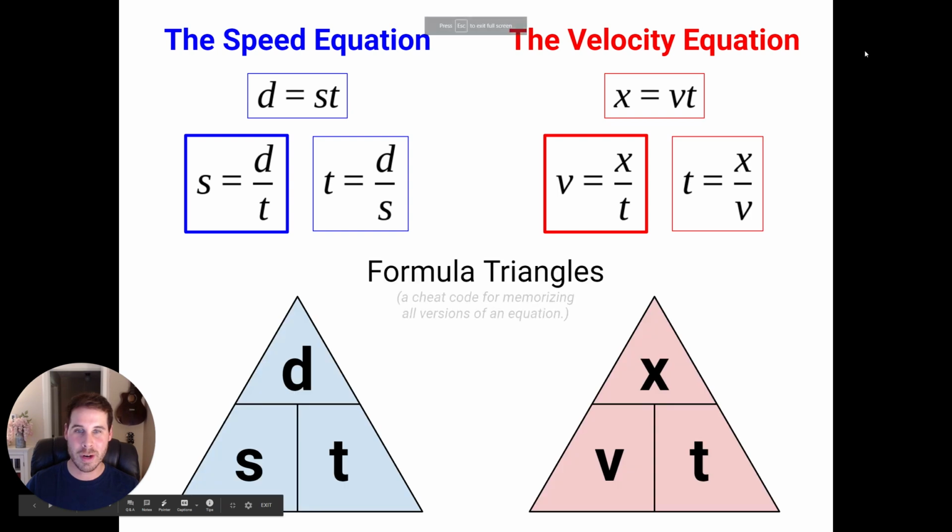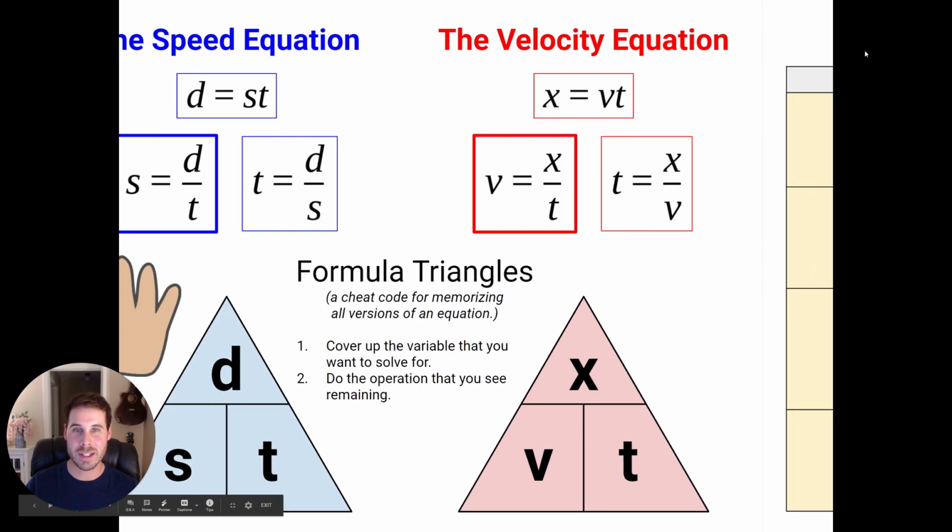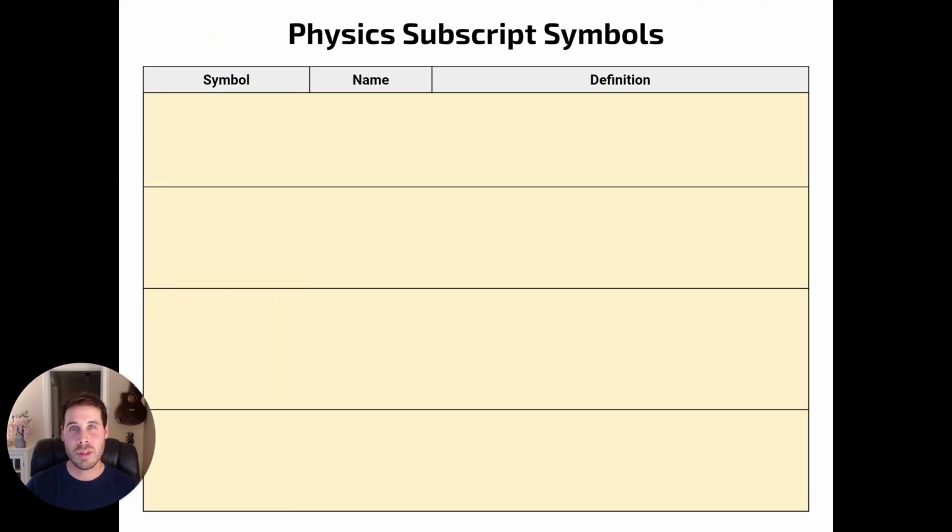So now that we've learned all about formula triangles, we are ready for our final topic of the day, and here it comes. There are things in physics problems that you'll occasionally see that might look a little weird at first, and they're called subscripts. A subscript is the opposite of a superscript, which is like when you're doing an exponent like x squared or x cubed. That top number, that's a superscript. A subscript is the opposite.